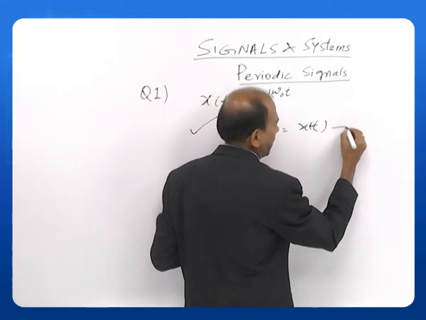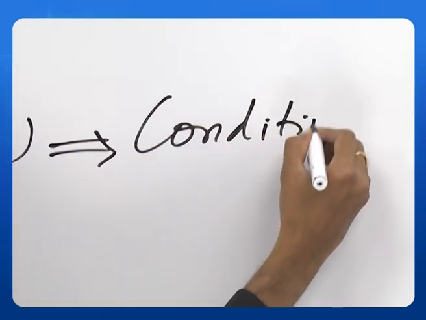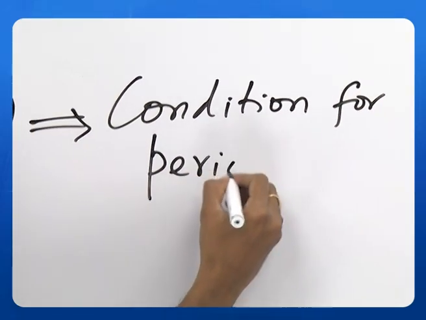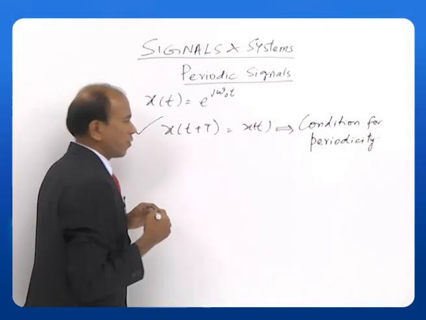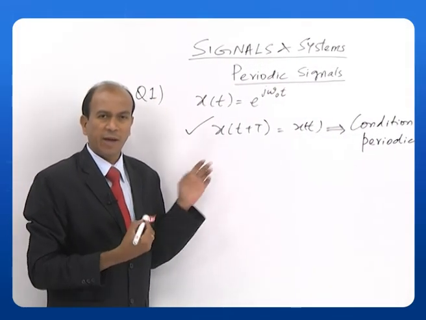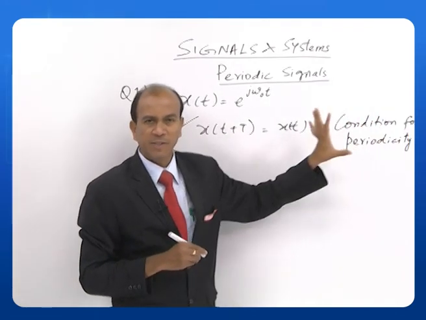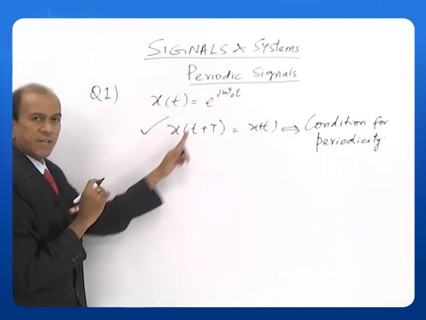So, this is the condition for periodicity, and we will write this here. We have to remember this. This is a very important formula: x of t plus T must be equal to x of t is the condition for periodicity. Now, let us apply this rule here. So, what is our x of t here? x of t is equal to this much.